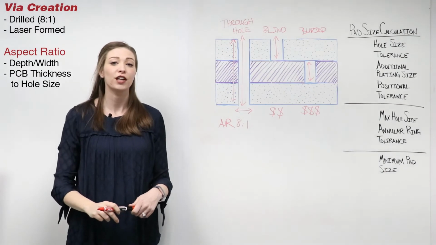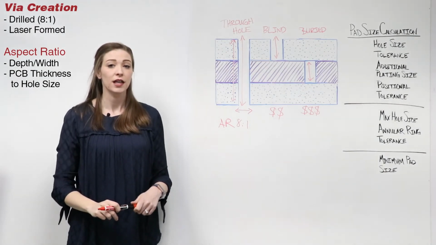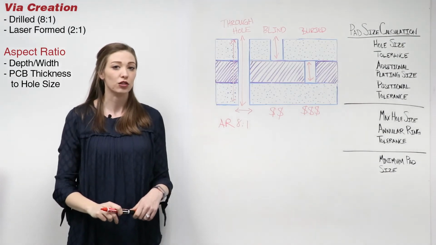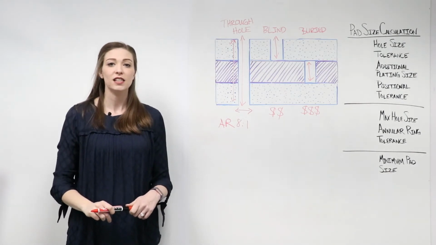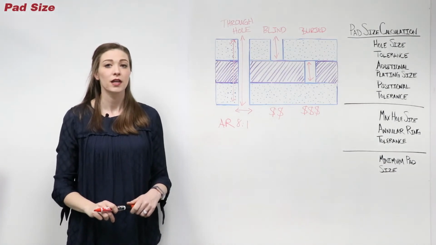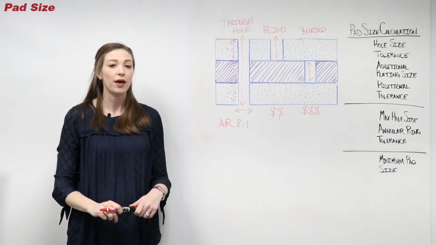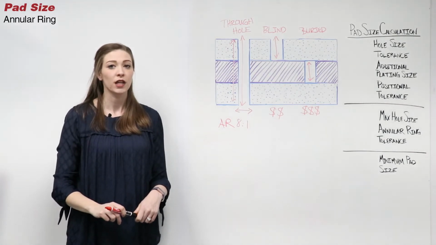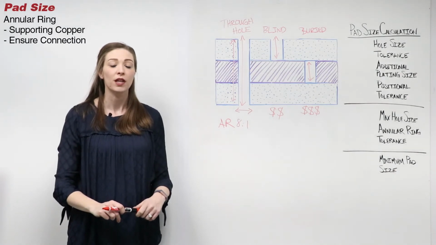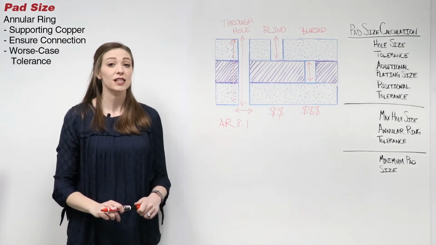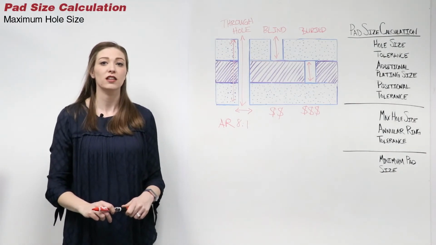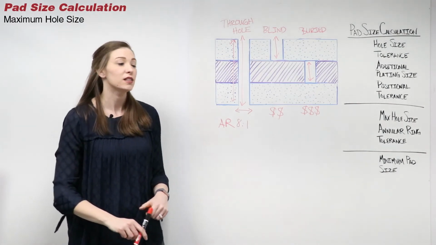Aspect ratios are very important in laser formed vias. It should be noted that a via with a 2:1 aspect ratio is considered manufacturable. Now that the size of the via has been determined, you must also calculate the required pad size. The relationship between the hole and the pad will create the annular ring. This is a supporting copper ring to ensure the electrical connection will be made, even if the hole is drilled at worst case tolerance.